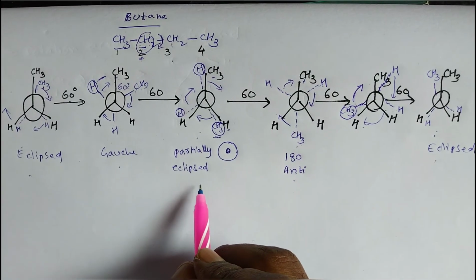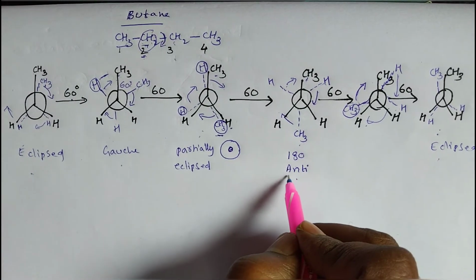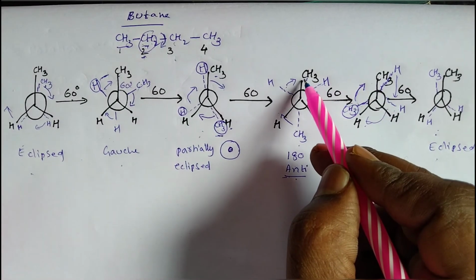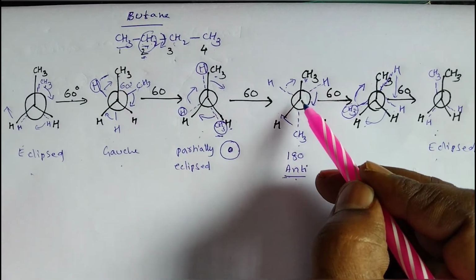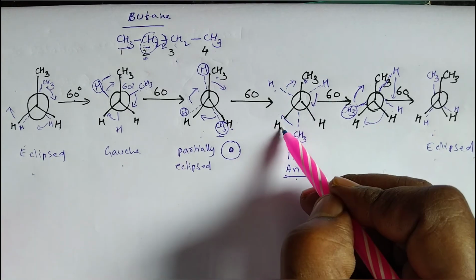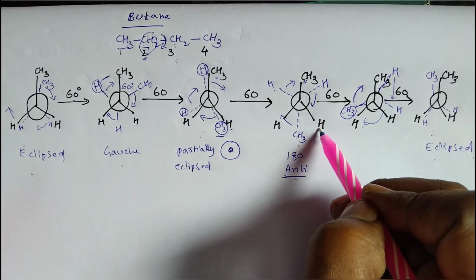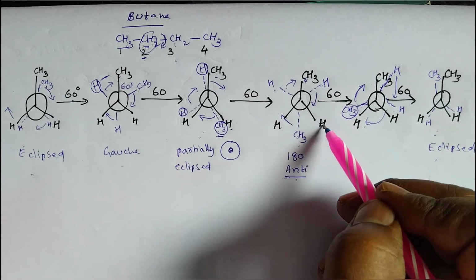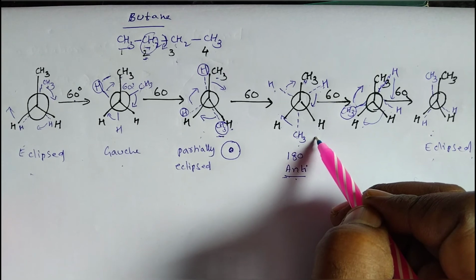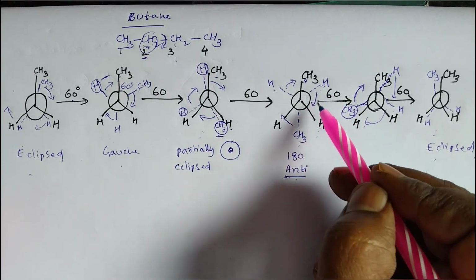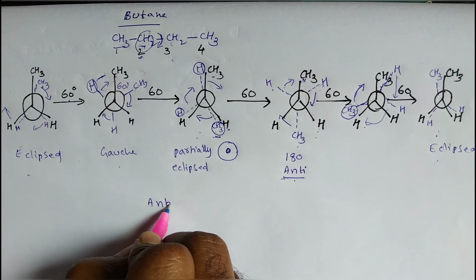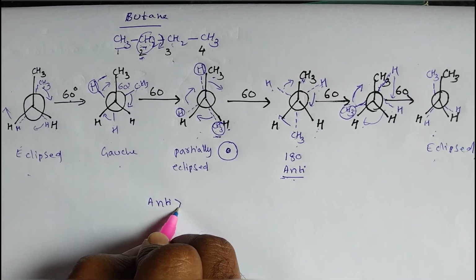So among these, which is more stable? The stability is more in the anti form. Why is stability more? Because the two methyl groups are in exactly opposite directions. This hydrogen and this hydrogen are exactly opposite, and this hydrogen and this hydrogen are exactly opposite. Due to location at opposite directions, repulsions are very less. Either torsional repulsion or steric repulsion is very less. Due to that reason, this is more stable. So anti is the most stable.